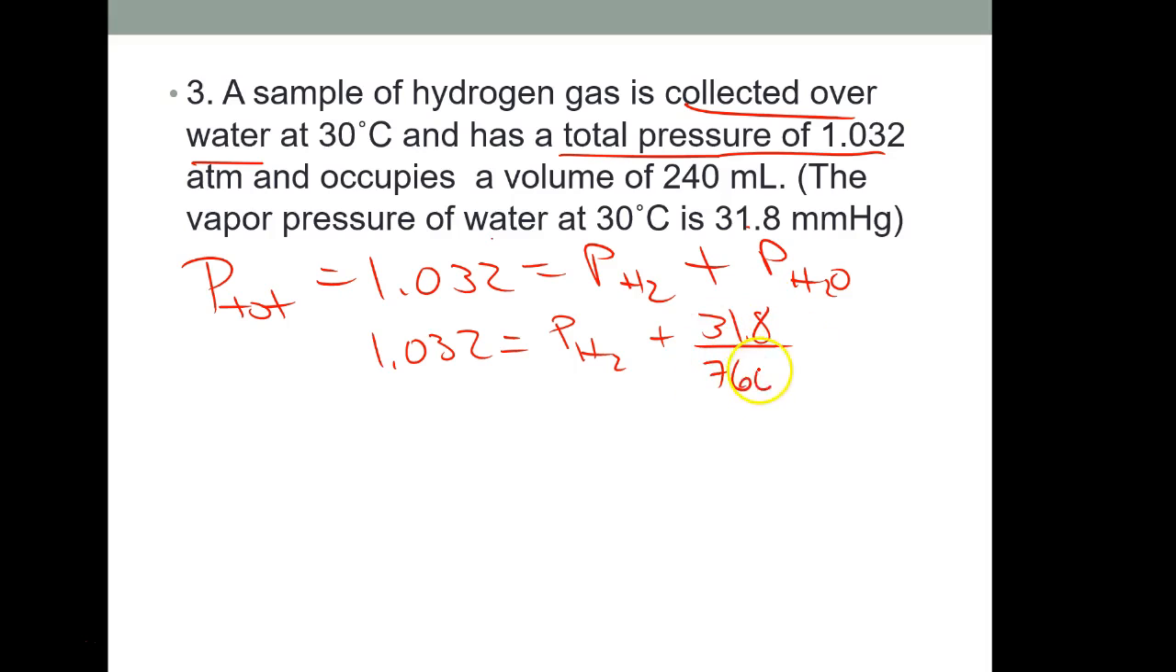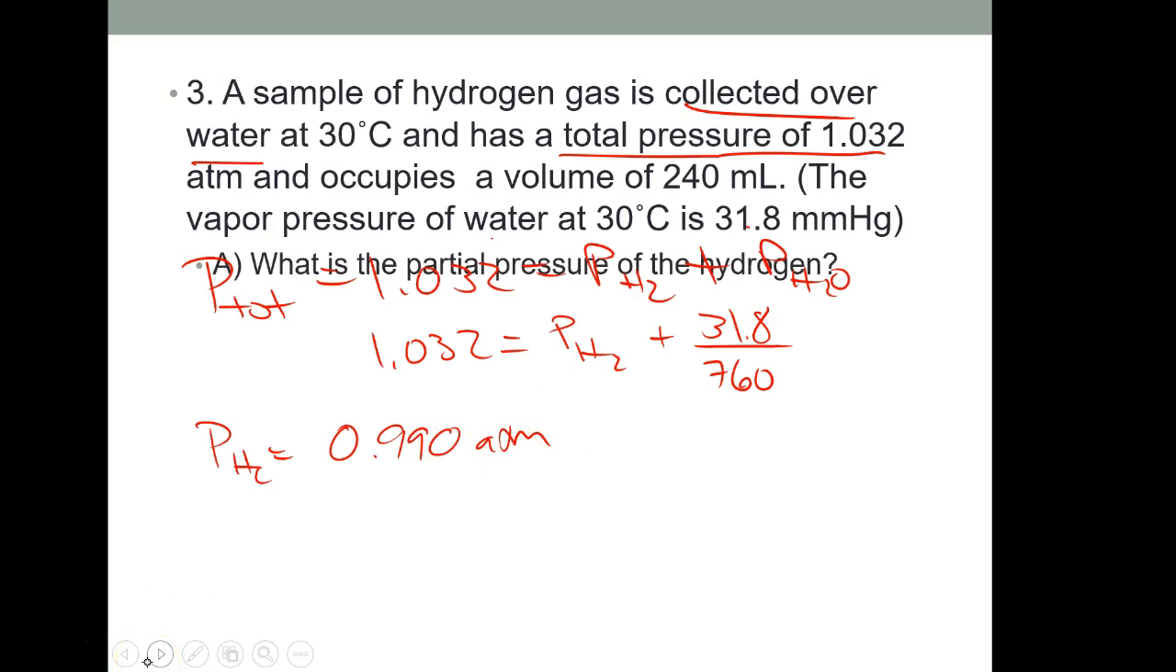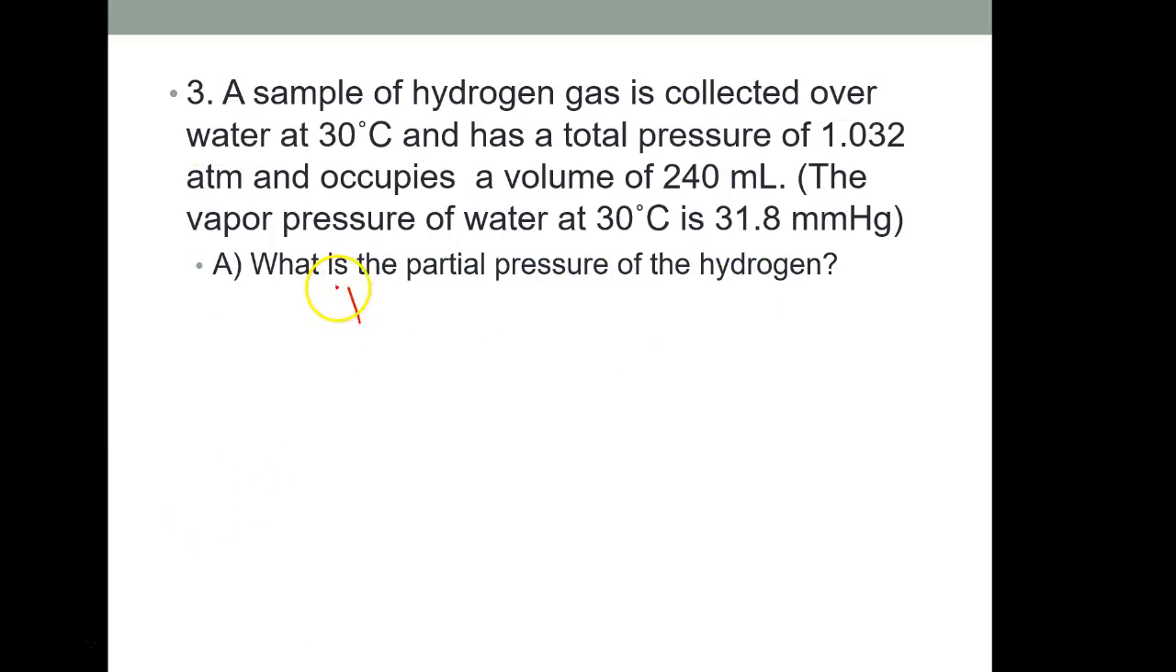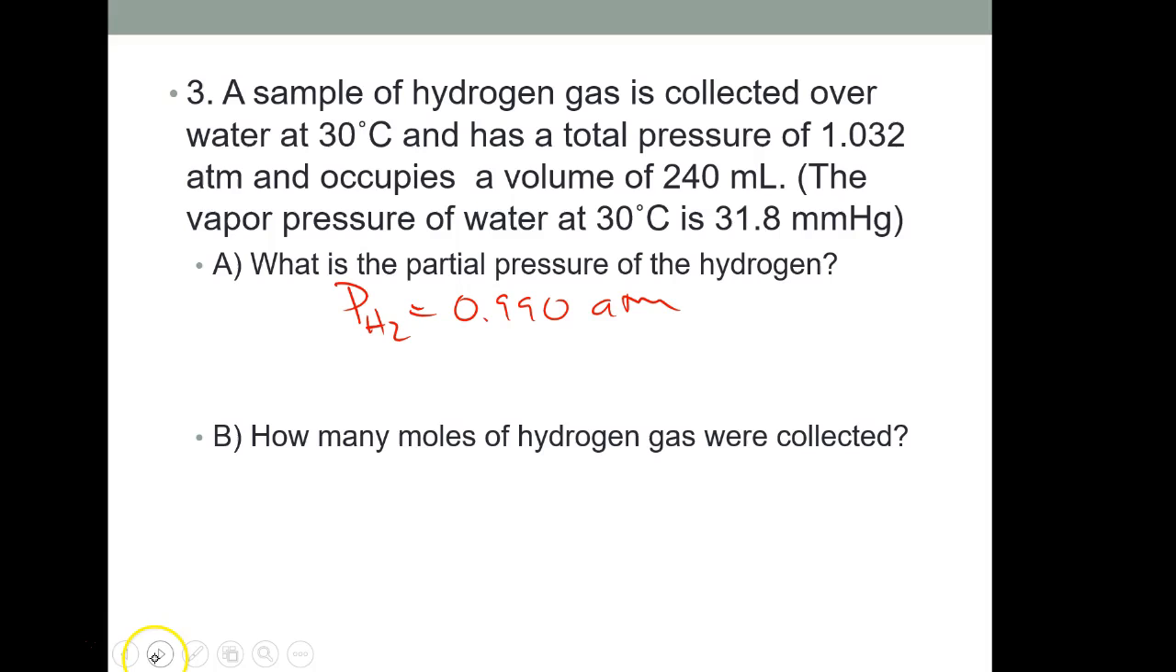Make sure you put it in the right units. From the total pressure, the pressure of the hydrogen here is 1.032 minus 31.8 divided by 760. Make sure the units are both in atmospheres. That gives 0.990 atmospheres. Okay? And so they might ask you other questions. What's the partial pressure of the hydrogen? Well, we just solved for that. We would say the pressure of the hydrogen is 0.990 atmospheres because we subtracted out the water.